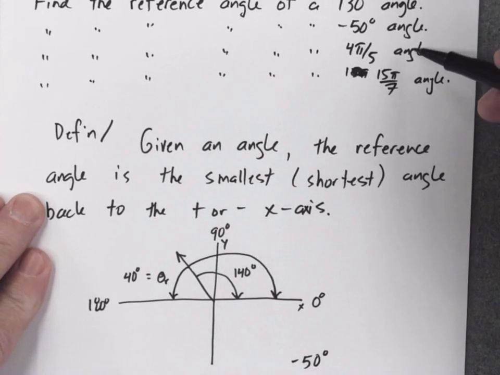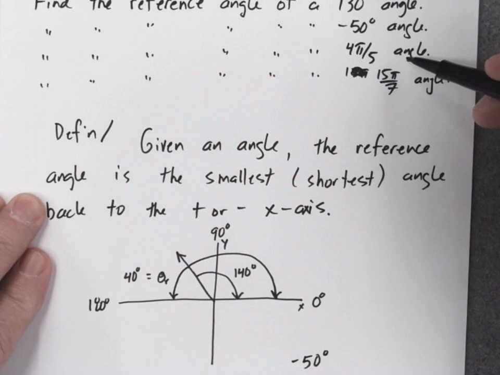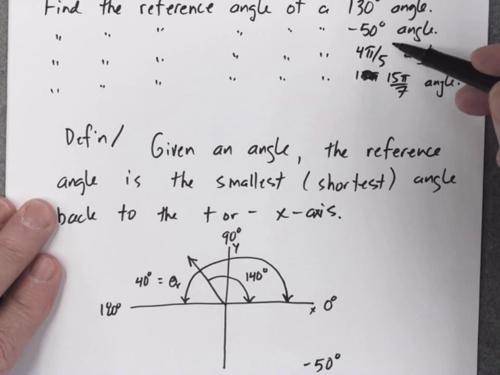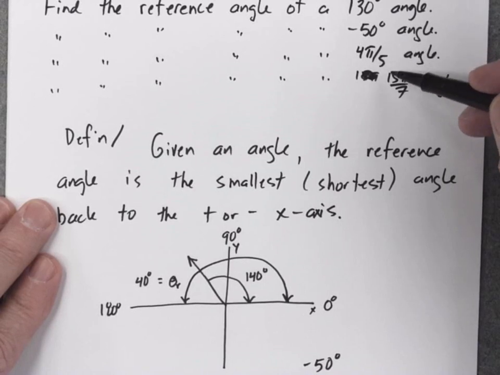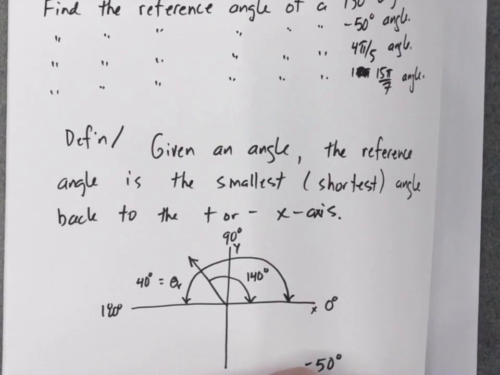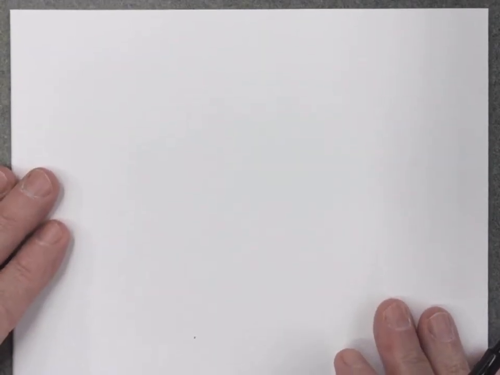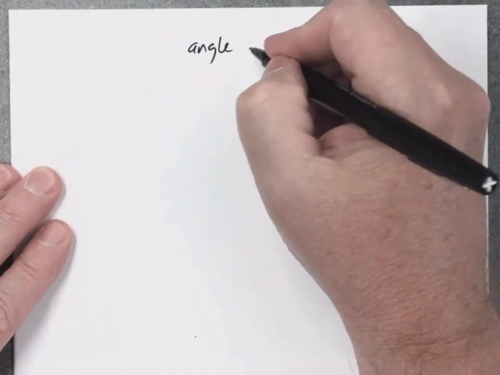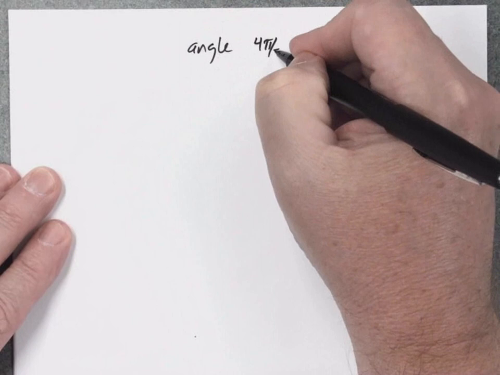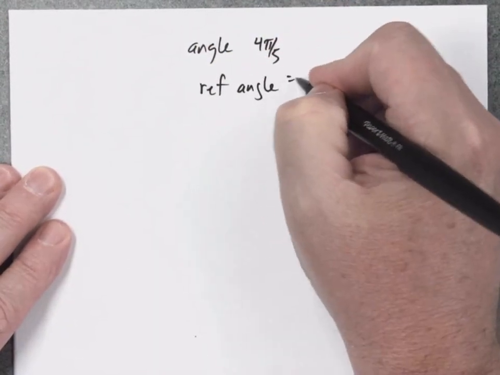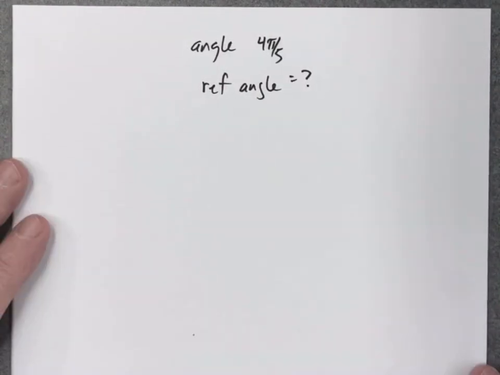Let's do a couple problems in radians. Now this gets a little trickier because once again, these angles in radians are usually fractions and we have to deal with fractions. So let's look at first 4 pi over 5. So my angle is 4 pi over 5. And we want to know what the reference angle is.